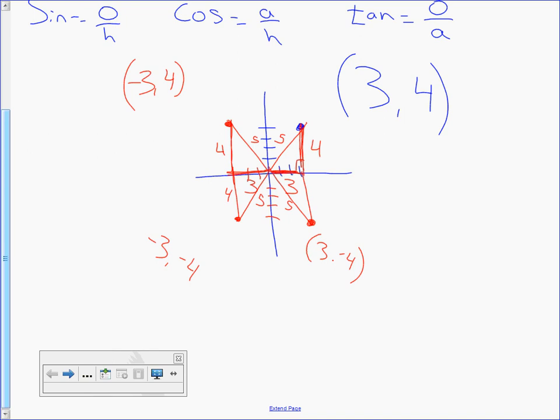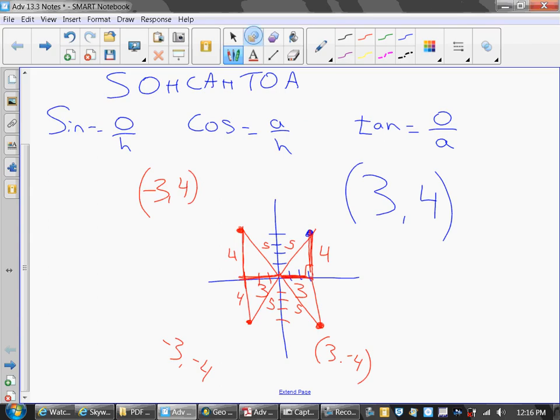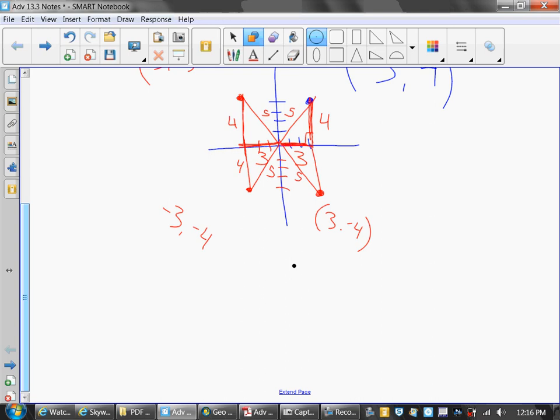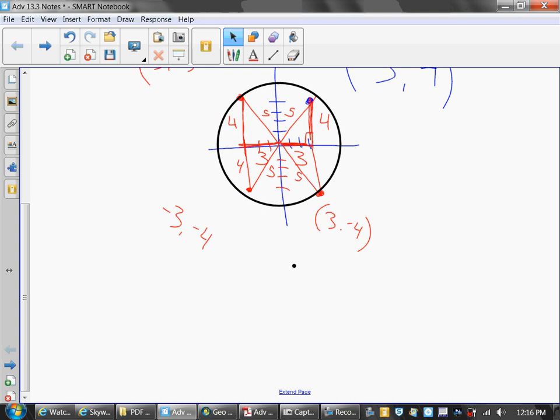Now, what I want you to see now, let's see if I can get this to work. For being pretty close. That 5 is a hypotenuse, and what else now, according to that circle? The radius, very good. It's also its radius.